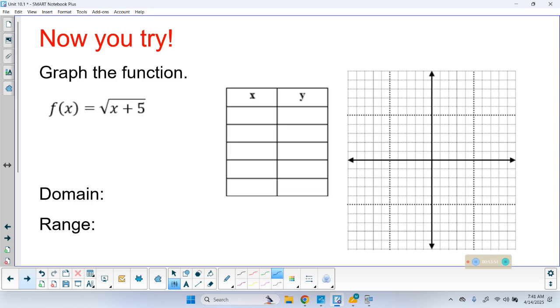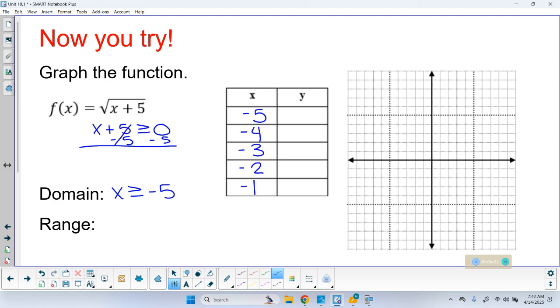With the next one, graphing our function, we have the square root of x plus 5. Now the x plus 5 is all underneath of our root, which means we take the entire x plus 5, and it has to be greater than or equal to 0. So all that we do is subtract the 5 over, and our domain will be x is greater than or equal to negative 5. So the first x value is negative 5, and then count up to negative 4, negative 3, negative 2, and negative 1.